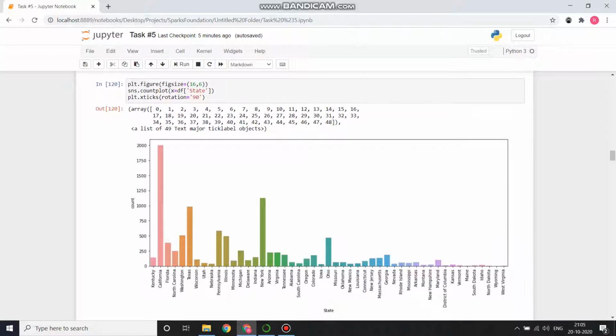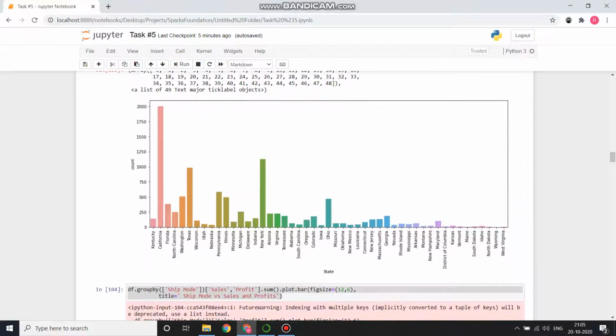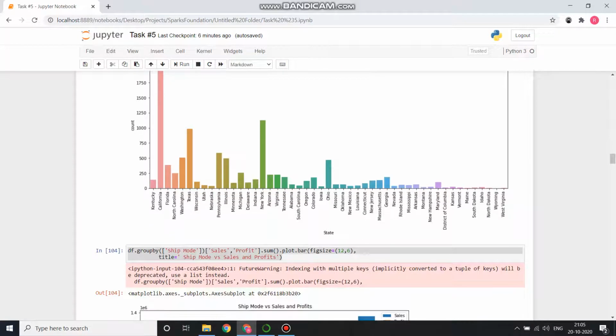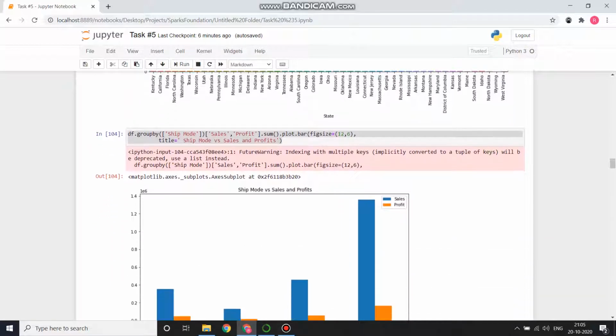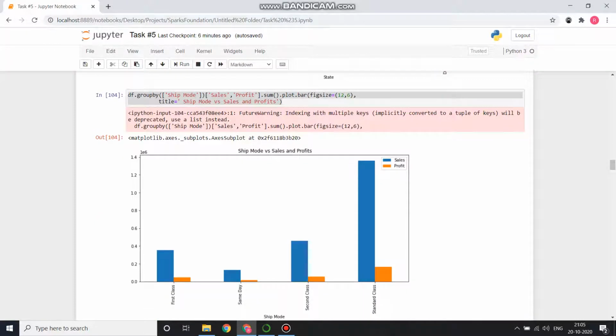Count plot, number of sales with respect to states, where California, Texas, and New York contributed to the greatest number of sales, while Maine, North Dakota, Wyoming, and West Virginia recorded the least.